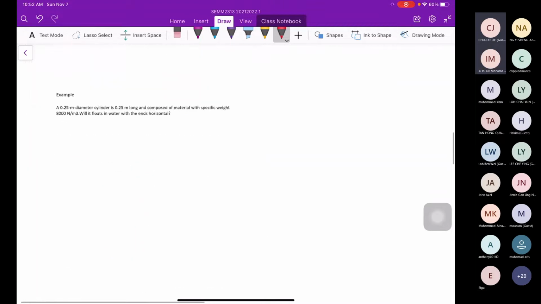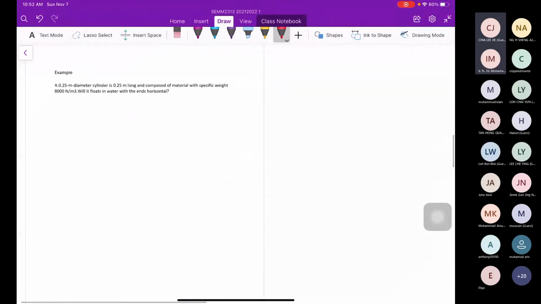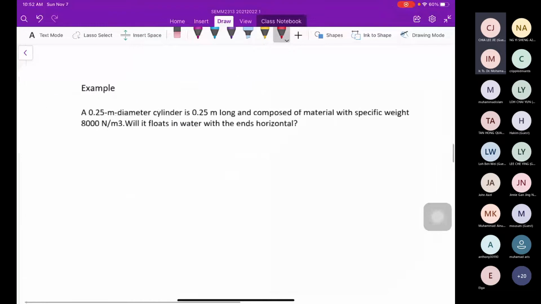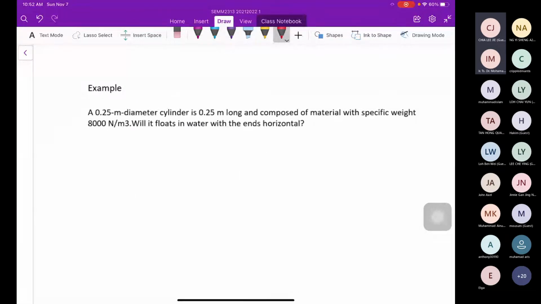So I give you one example, a very simple one. A 0.25 meter diameter cylinder is 0.25 meter long, composed of material with specific weight gamma 8,000. Will it float in water with the end horizontal?